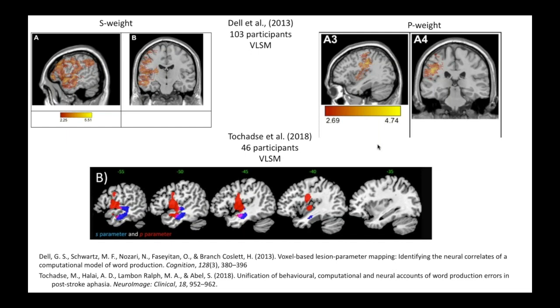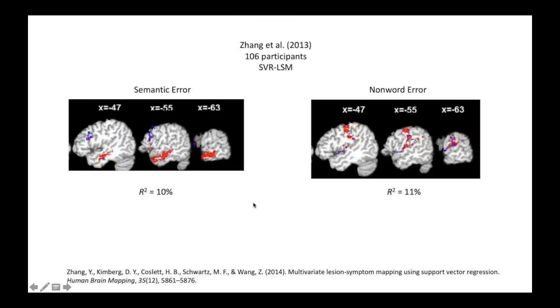So another group basically did the same thing, and so red here is P weight. This is this one, and blue here is S weight, which would be all of this. So it's a little bit different results. So we're kind of seeing a general pattern of temporal versus motor stuff.